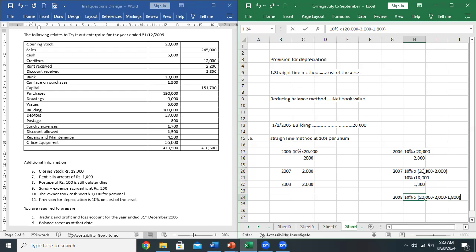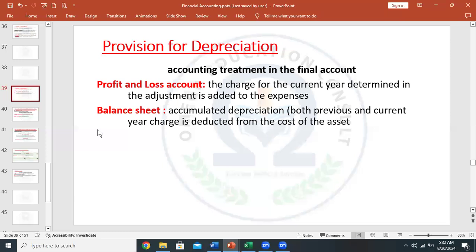Okay. Now the issue is when you calculate it, you don't leave it like that. You have to present it in the final account. So the presentation is that you put it in the profit and loss account. So that's what it says. It says the charge. That's what you calculate. The charge for the current year determined is added to the expenses. So you add it to your operating expenses. Okay. And then in the balance sheet too, like I showed you, you less it from the cost of the asset.